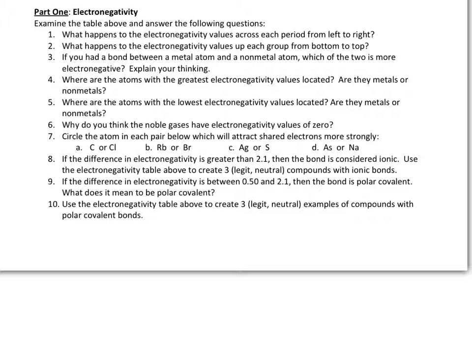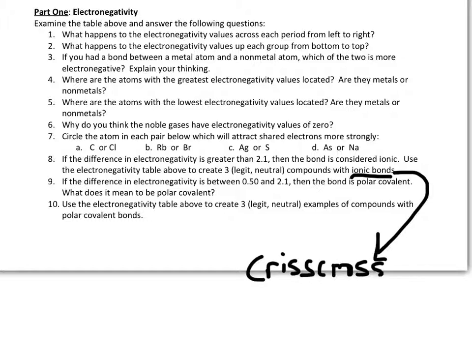So please make sure when you have to do an ionic bond, like we see here in number 8, ionic bonds, make sure you always crisscross the charges. Because ionic means that the nonmetal has so much strength that it's ripping that electron away from the metal. And so the nonmetal is going to be negative, the metal is going to be positive. So you must crisscross the charges.